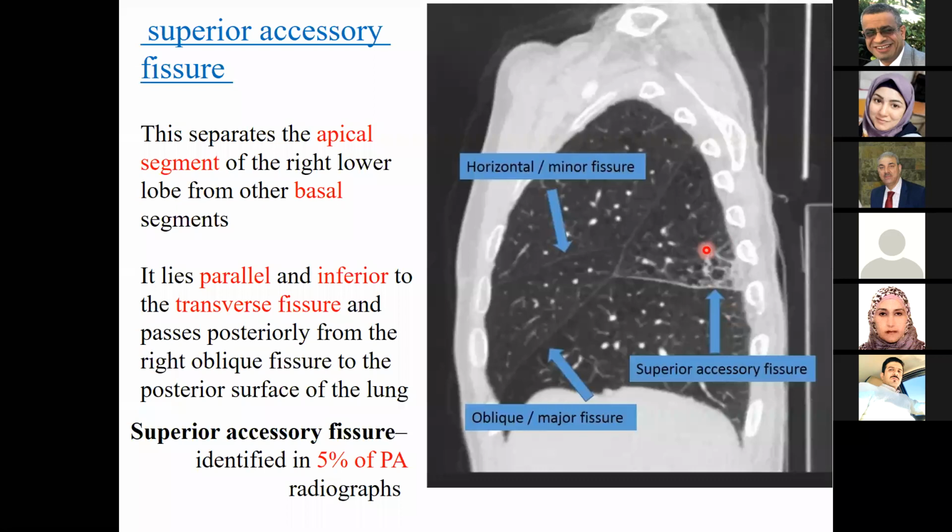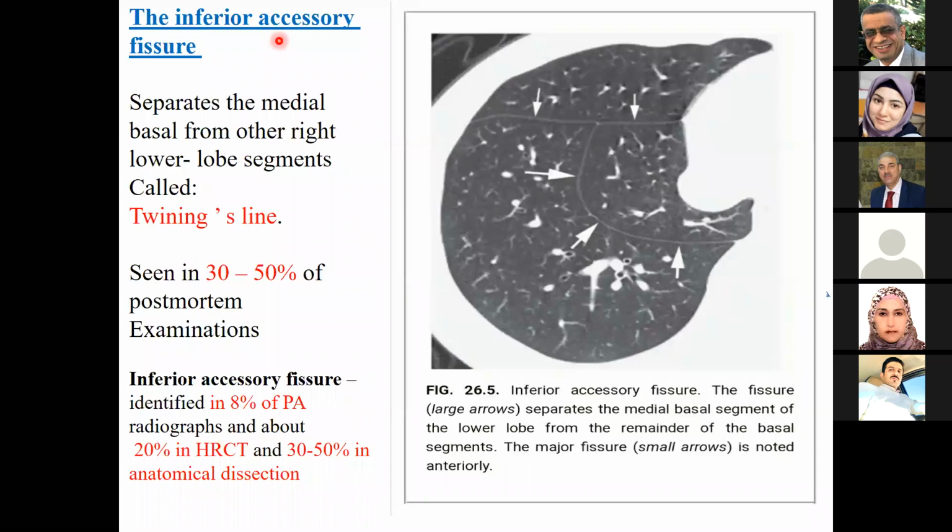Inferior accessory fissure, of the right lower lobe segments, also called Twining's line. It is seen in 30 to 50% of postmortem examinations. Inferior accessory fissure is identified in 8% of PA radiographs and about 20% on high-resolution CT scan, 30 to 50% in anatomical dissection. This is the inferior accessory fissure. It separates the medial part of the right lower lobe from other parts.